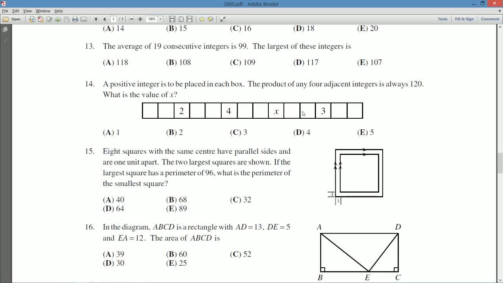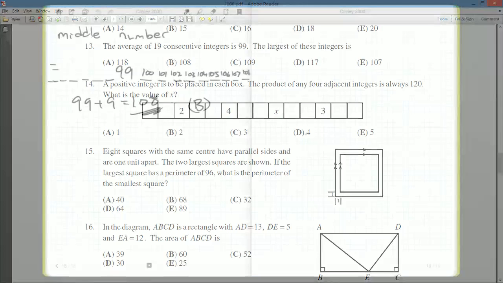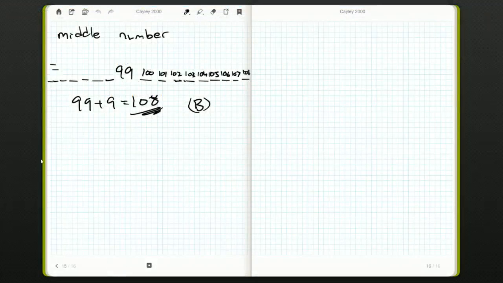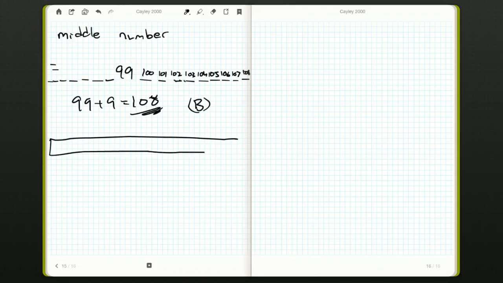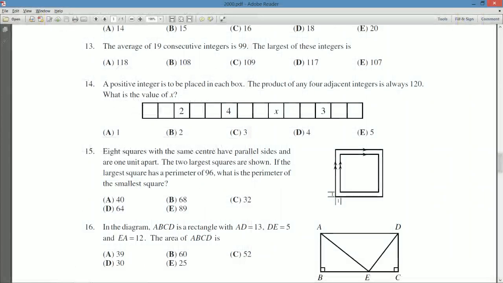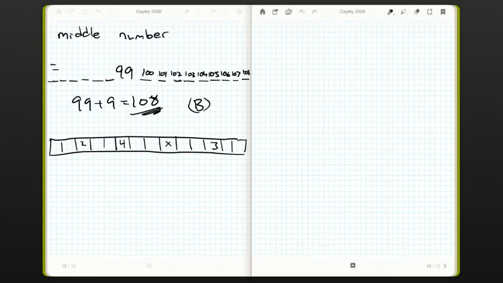Let's see here. Let's start giving some names to some of the things around x. First, let's draw our picture, or the situation with the boxes. Blank blank 2. I think blank blank 4. Blank blank x. And then I think it was blank, blank, 3. And I think there were a couple blanks after the 3.